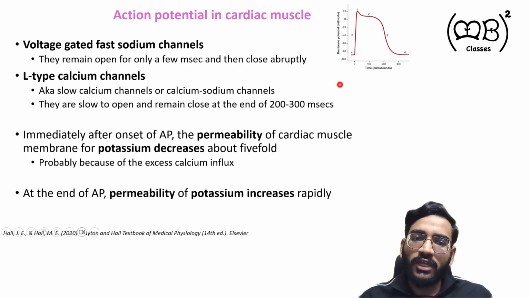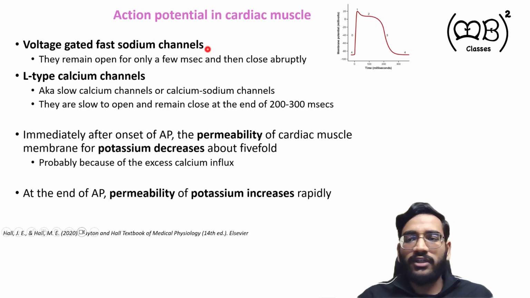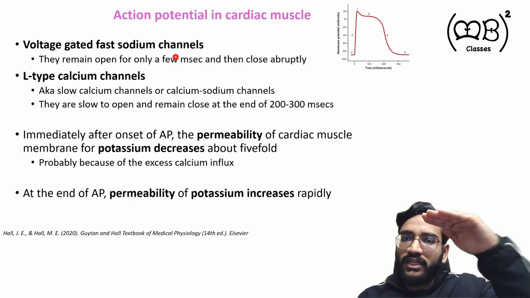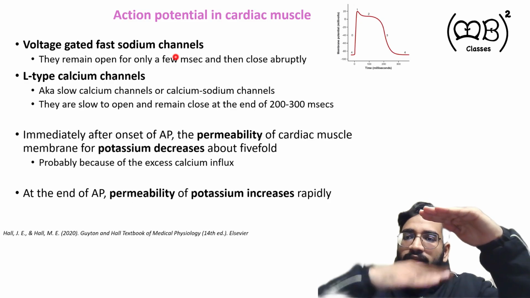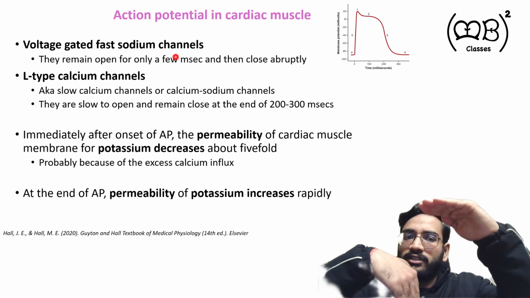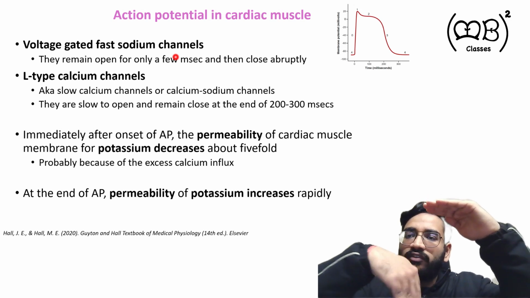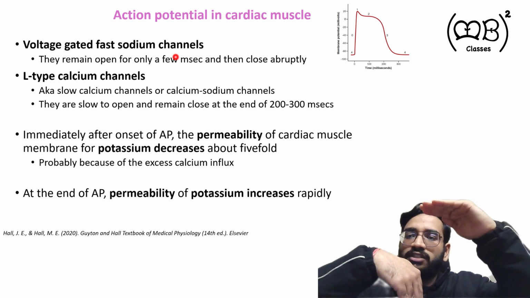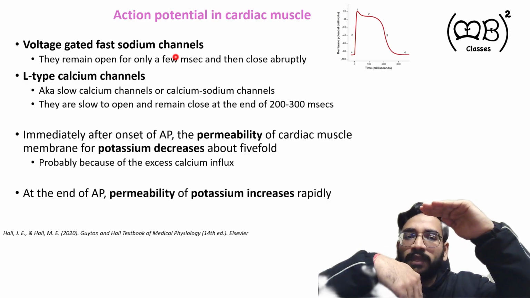So what would be the difference in the generation of action potential in the cardiac muscle as compared to the skeletal muscle? The most important would be the presence of L-type calcium channels. The voltage gated fast sodium channels and the potassium channels are also present in the skeletal muscle, but L-type calcium channels are not. At the resting membrane potential in the sodium channels, the activation gate is closed and the inactivation gate is open.